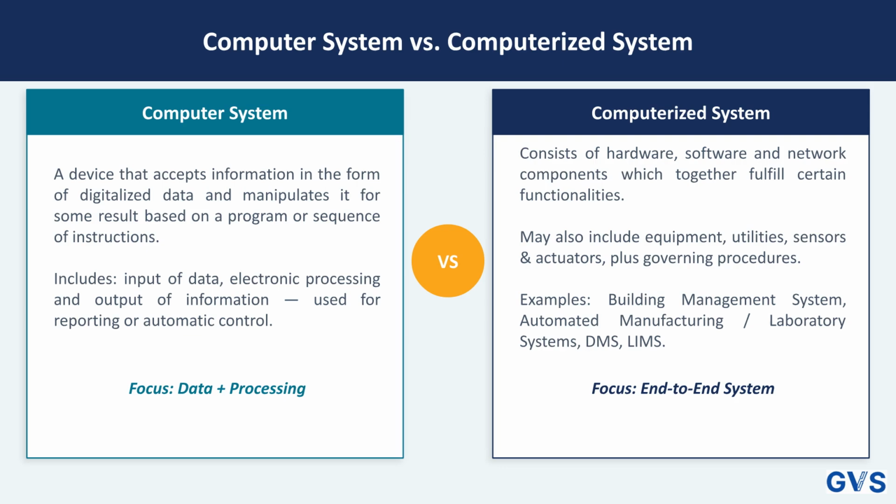A computer system refers to the hardware and software processing unit alone. A computerized system is broader. It encompasses the entire ecosystem, including hardware, software, network, instruments, sensors, actuators, and the SOPs or procedures governing their use. CSV applies to the full computerized system, not just the software in isolation.